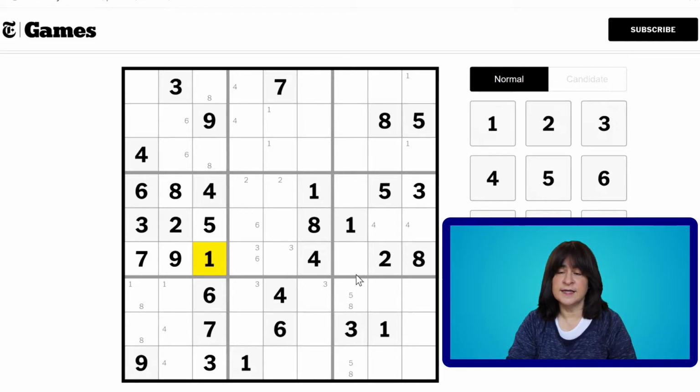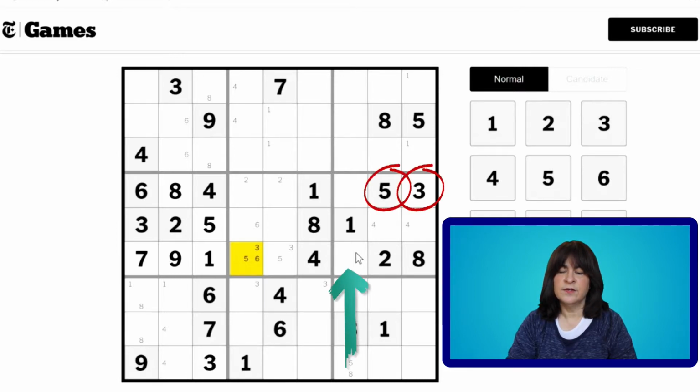The 3 is missing, and it can go either here or here. We previously penciled that in. The row is also missing a 5. The 5 can't go here because of this 5, so it can go here or here. And then we're missing a 6 in this row. So the row is missing a 3, 5, and a 6, but the 3 and 5 can't go here, so this must be the 6.